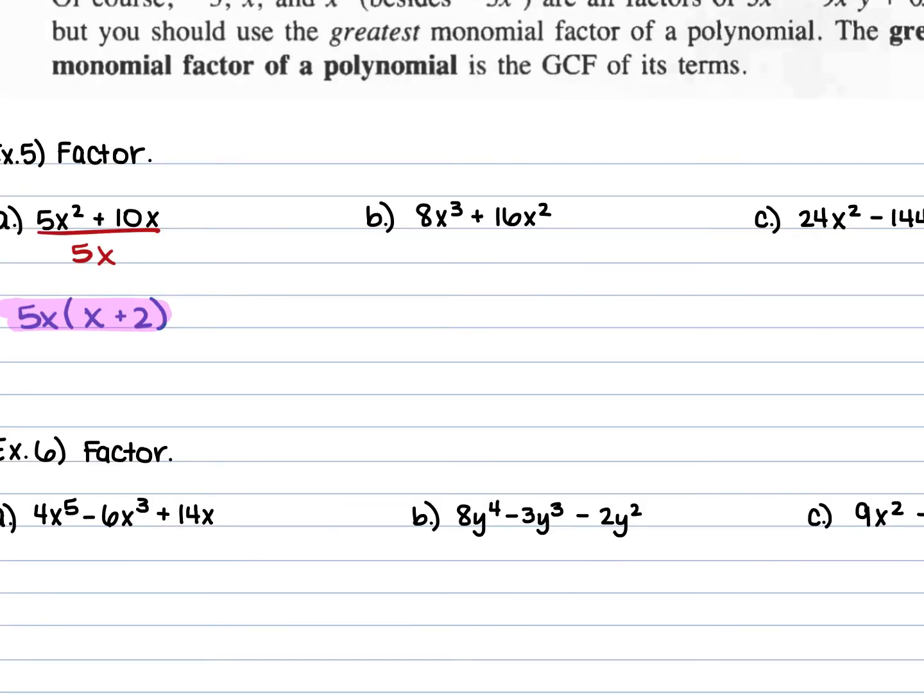For example B, we have 8x cubed plus 16x squared. Your greatest common factor between the 8 and the 16 is 8, and the greatest common factor between x cubed and x squared is x squared. So because we are dividing out that 8x squared, it goes out front. What is left over stays inside the parentheses. So we're going to have the x left over from 8x cubed divided by 8x squared, and 2 left over from the 16x squared divided by the 8x squared. So 8x squared times x plus 2.